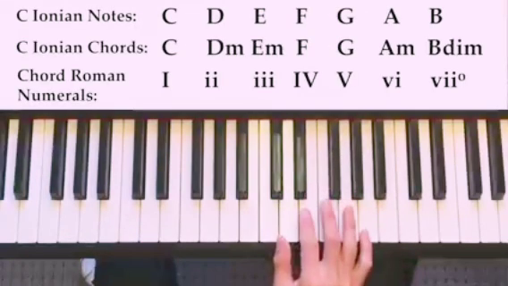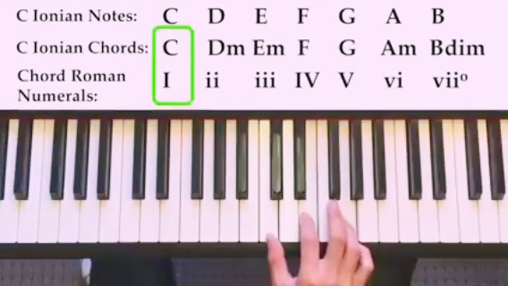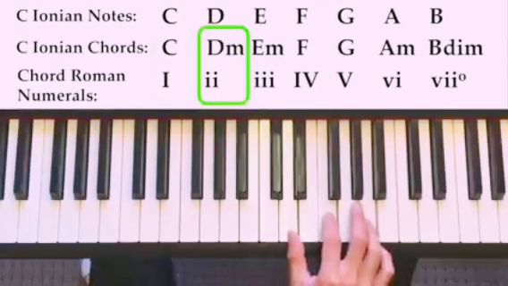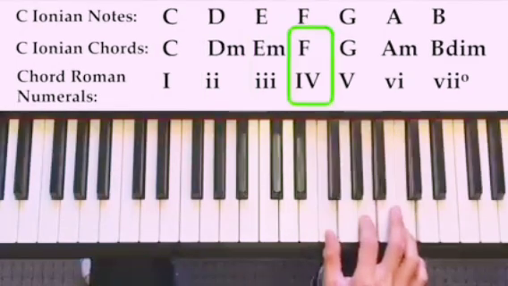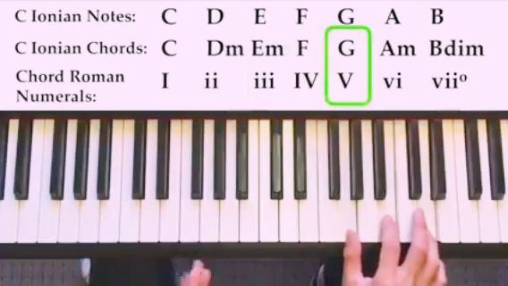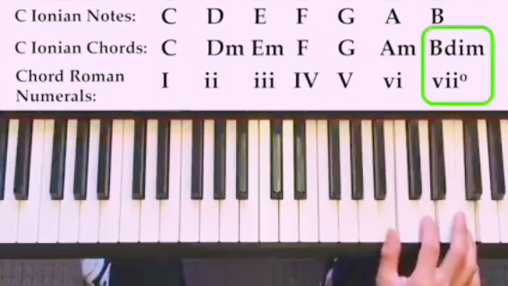And from that, you can create your 7 chords from those 7 notes. You have a C major, the 1 major, D minor, which is the 2 minor, E minor, or the 3 minor, 4 major, or the F major in this case, 5 major, or the G major in this case, 6 minor, or the A minor, and then 7 diminished, or the B diminished.